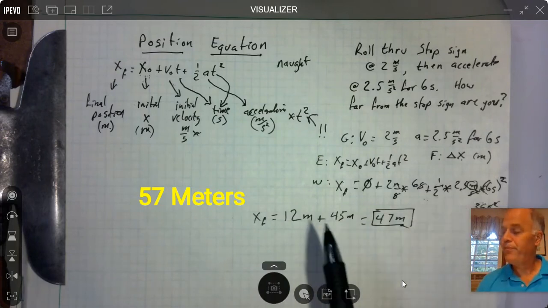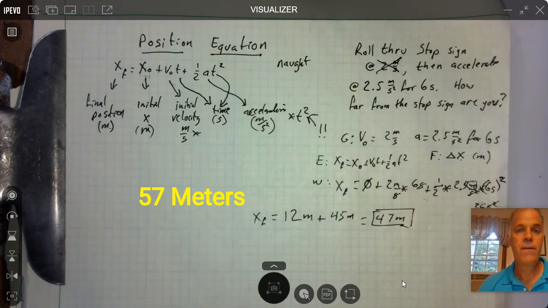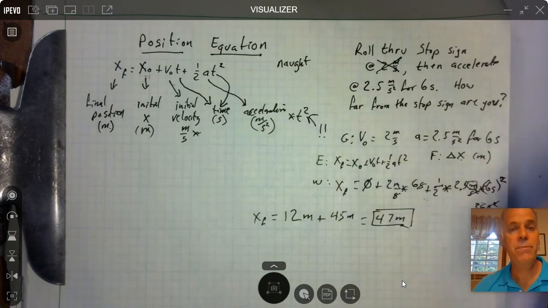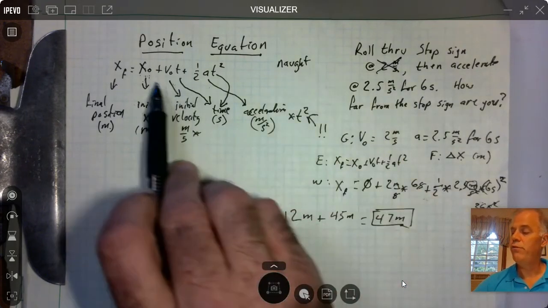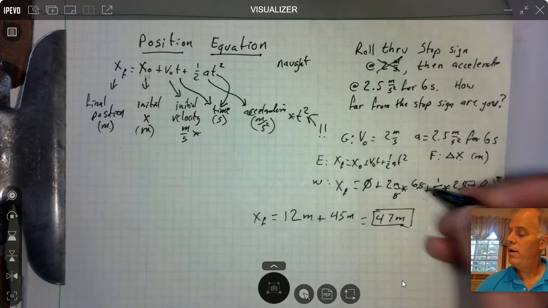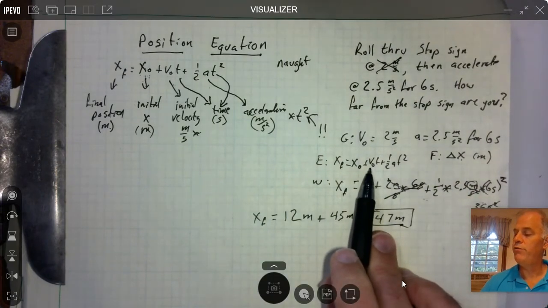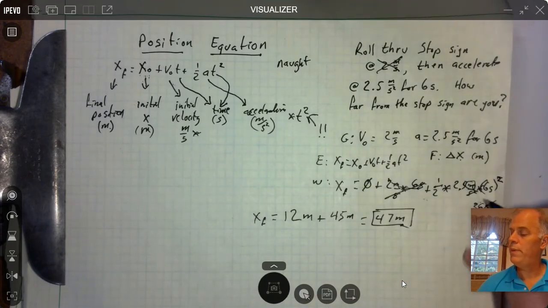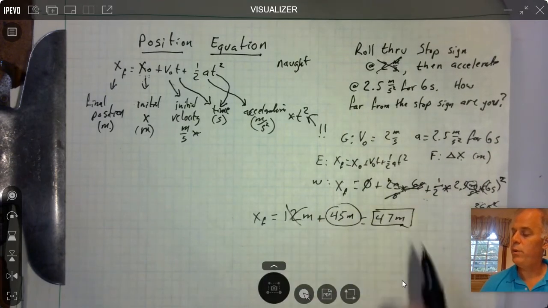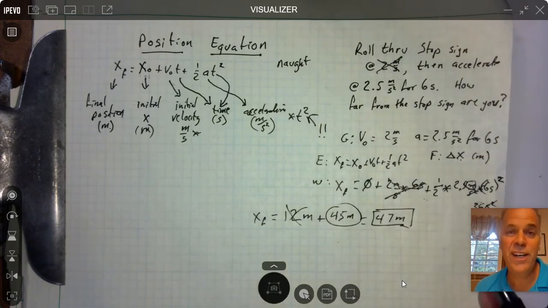Now, what if we did not roll the stop sign? What if we came to a full stop and then proceeded forward? How far would we go in that case? Well, in that case, the initial velocity would be 0. This term would drop out. We'd have 0 velocity times some period of time. So this would be 0, and all we would be left with is just this one, and we would have gone 45 meters.